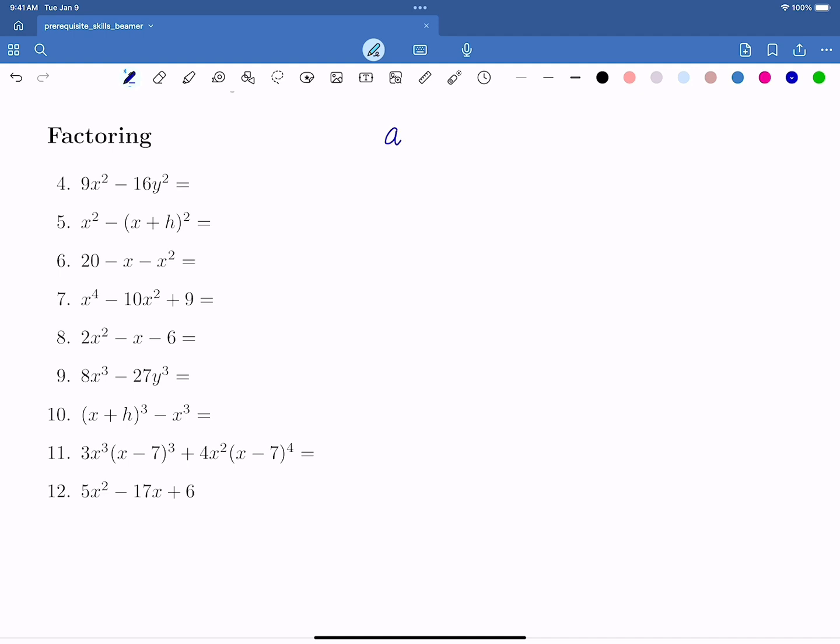I know if I have a squared minus b squared, that's going to factor as a plus b times a minus b. So I'm going to use that factoring rule here for the first one, because this is 3x squared minus 4y squared, like that. So this factors into 3x plus 4y times 3x minus 4y.